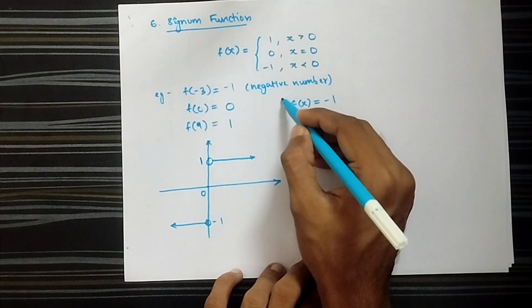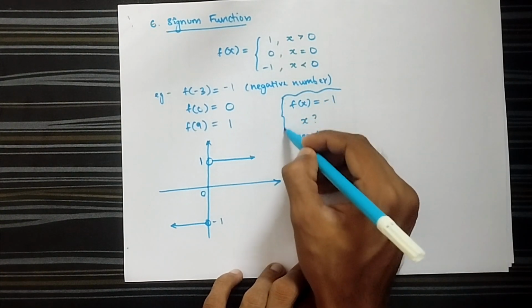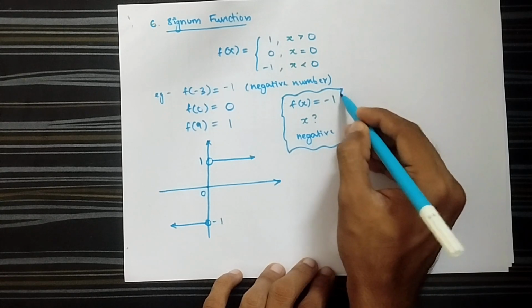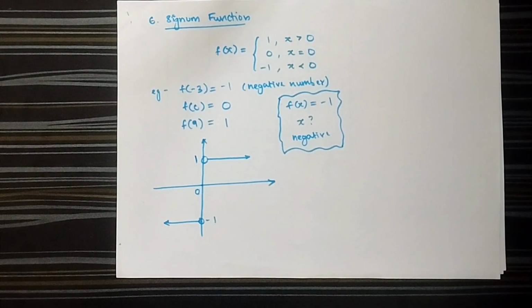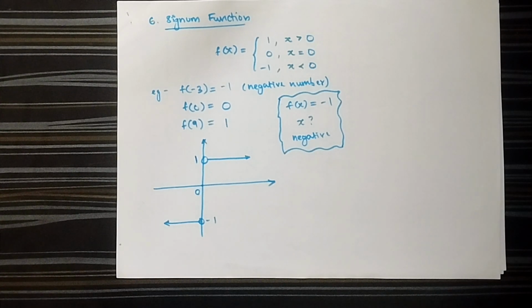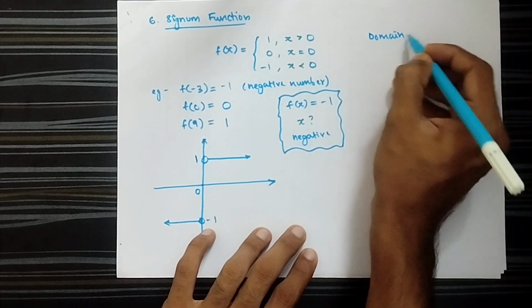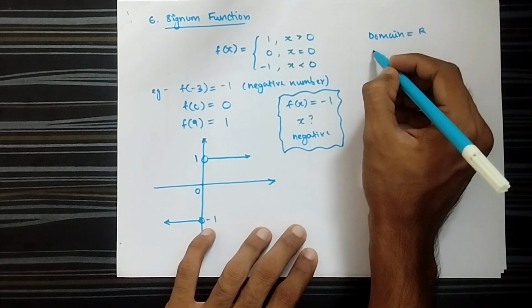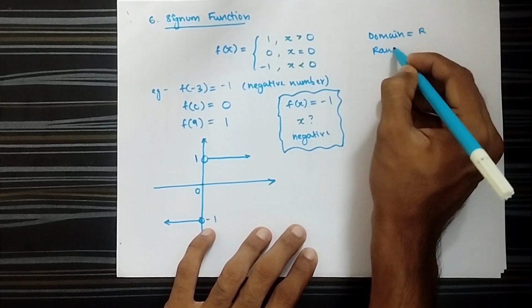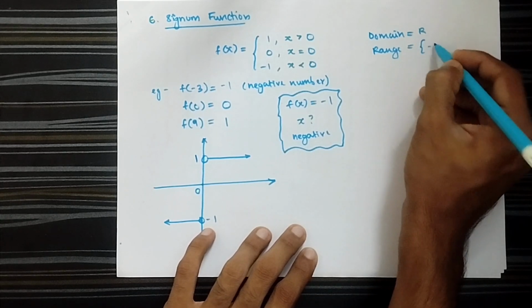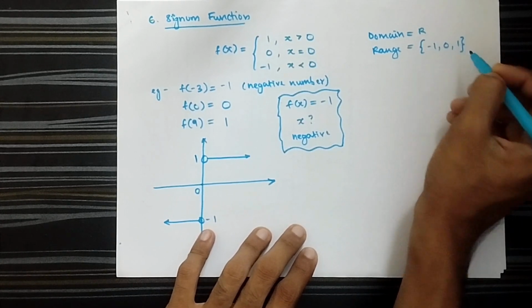So such questions can come, like I told you. If f of x is 1, it means x is a positive number. If f of x is 0, the number was 0. And if f of x was negative 1, the number was negative, if it is given that f is a Signum function. Pretty simple. The domain here was R, and the range would be only 3 numbers: negative 1, 0 or 1.